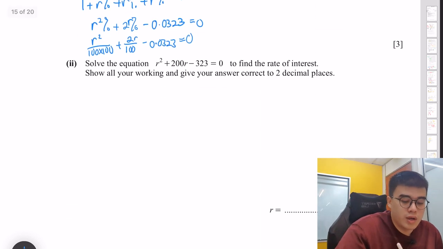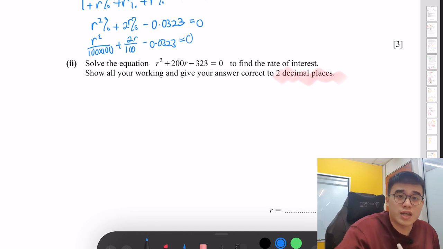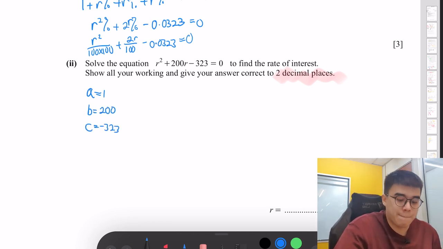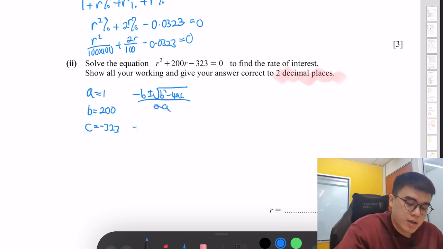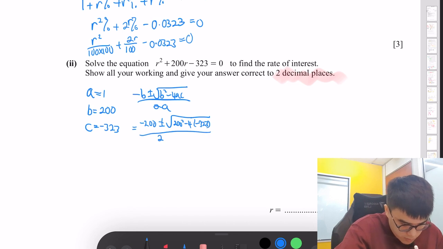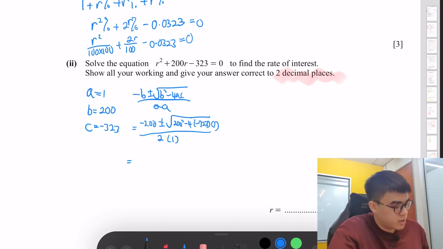So for part two, whenever you see two decimal places, please remember they are referring to a quadratic equation. So they expect you to write all this down and then rearrange them. So negative b plus minus square root of b squared minus 4ac over 2a. Okay, you can actually use your calculator, but you still have to show some of the steps. So by keying into the calculator, you should know your results.